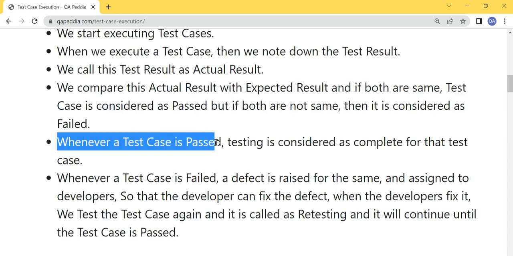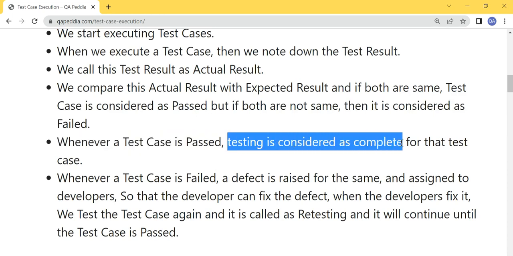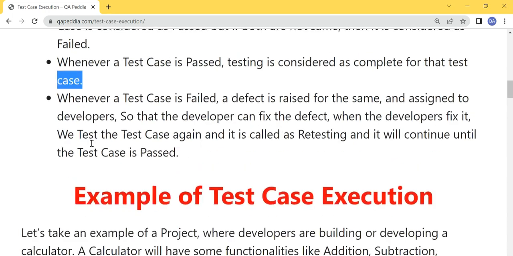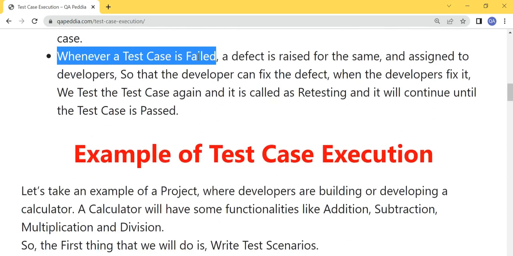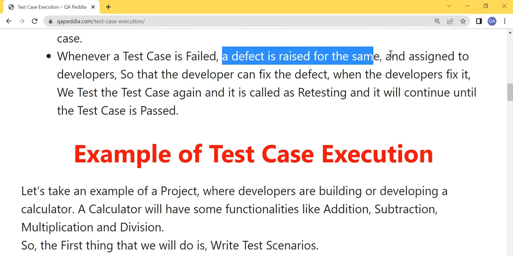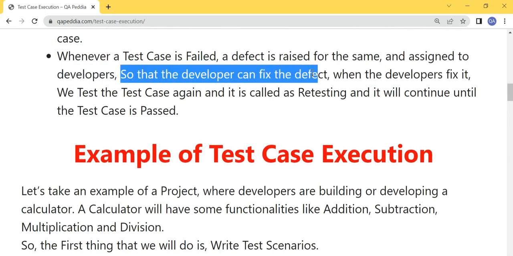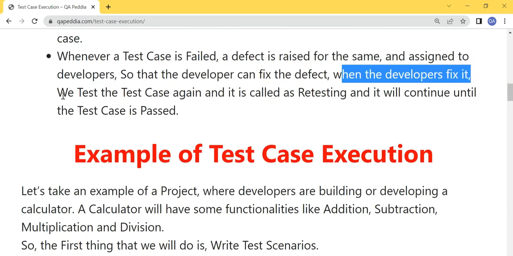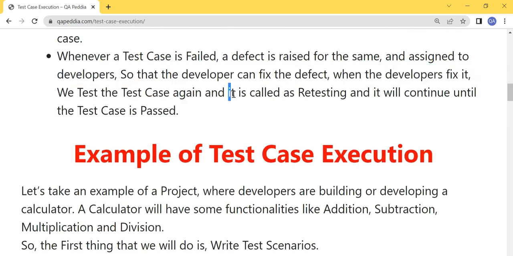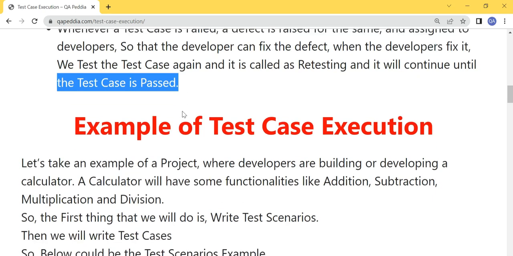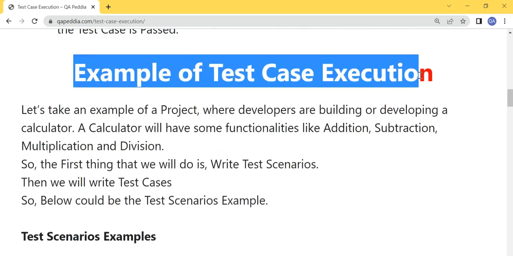Whenever a test case is passed, testing is considered complete for that test case. But whenever a test case fails, a defect is raised for it and assigned to the developers so that they can fix the defect. And when developers fix it, we test the test case again, and it is called retesting because we are testing the test case again. It will continue until the test case is passed.